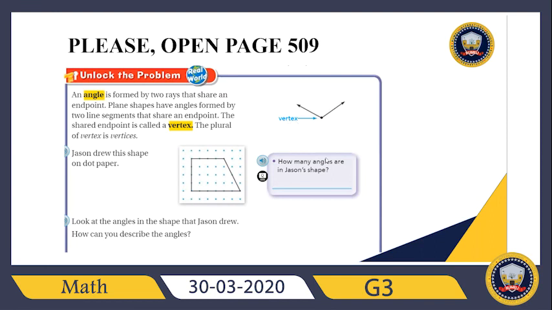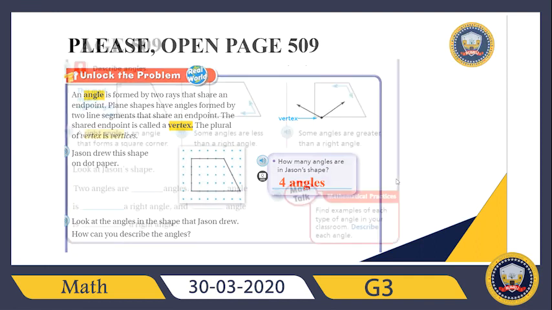So let's check my question here. It's asking how many angles are in Jason's shape. Remember, how many angles can you see here? The first angle is here, right? 1, 2, 3, and 4. So what do I write here? How many angles? It will be 4 angles in this shape. Check them again. 1, 2, 3, and 4 angles.